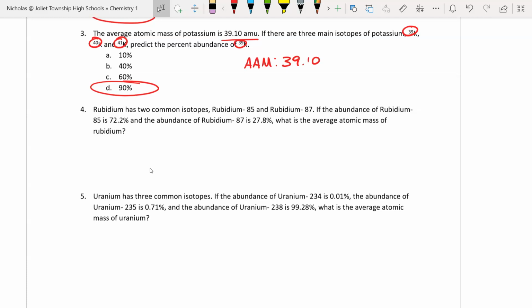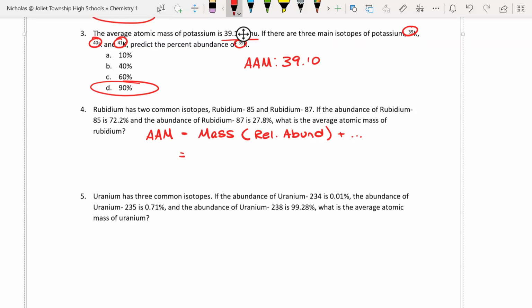Okay, for number 4, we did this one in class, but I'm going to go ahead and do it again right now. So our average atomic mass, we find that by taking each mass and multiplying that by the relative abundance. Then we're going to add that to the other ones for all the different isotopes. So for this one, the first one, we have rubidium 85, and the percent abundance is 72.2. And for the second one, it's 87 and 27.8. And as I said in class, we can't work with percents. We need to convert this to a decimal.